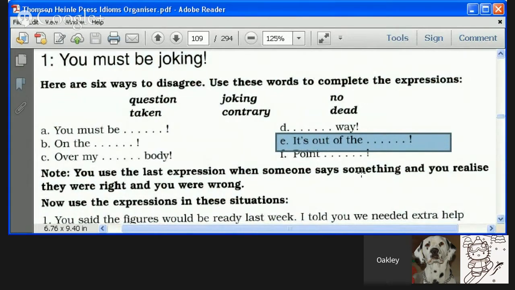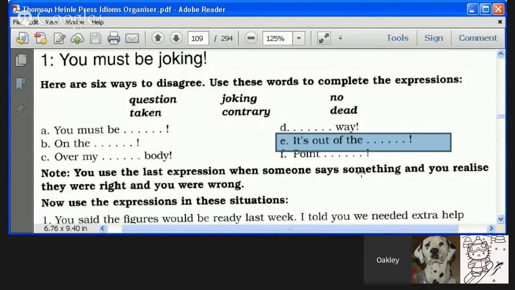It's out of the question. Okay. No. An emphatic no. And a very emphatic no. I know where you're saying, I'm not going to debate with you. I'm not going to discuss it. Discussion over. It's out of the question.